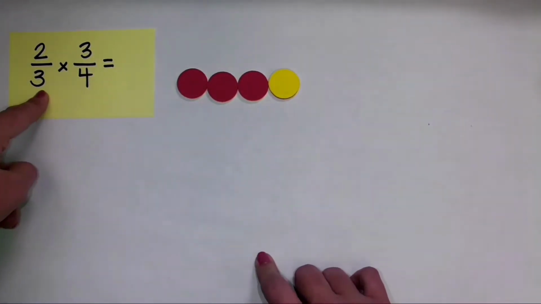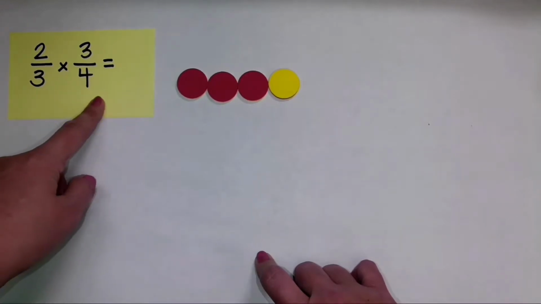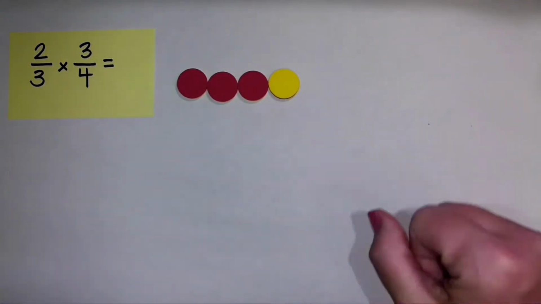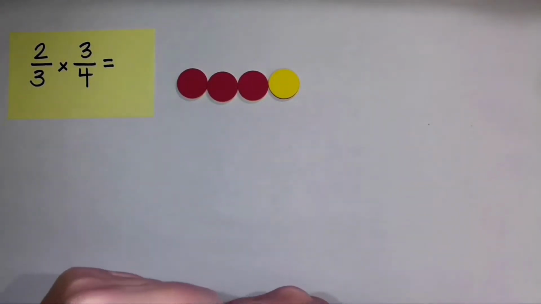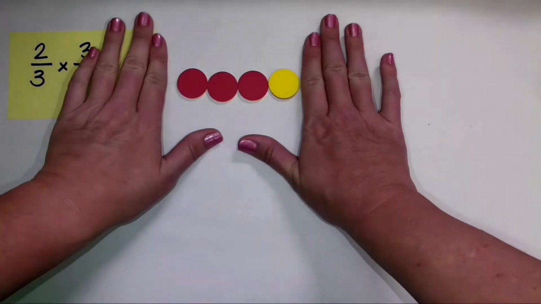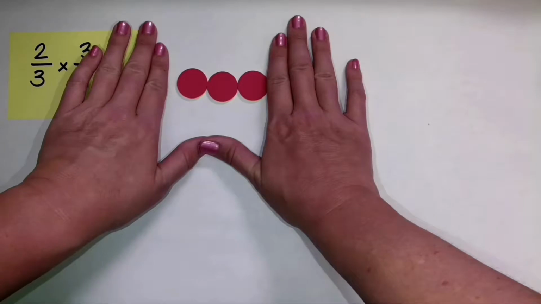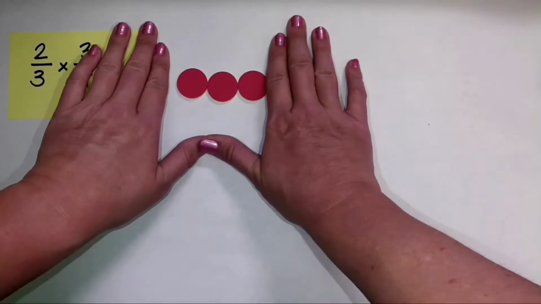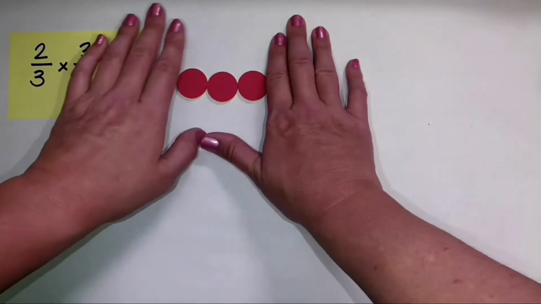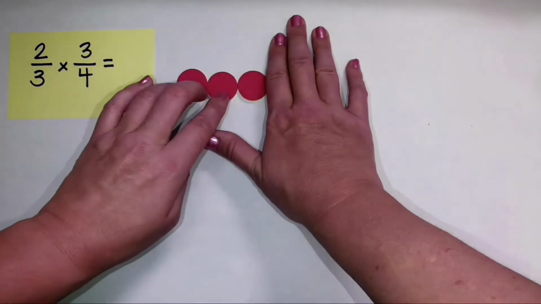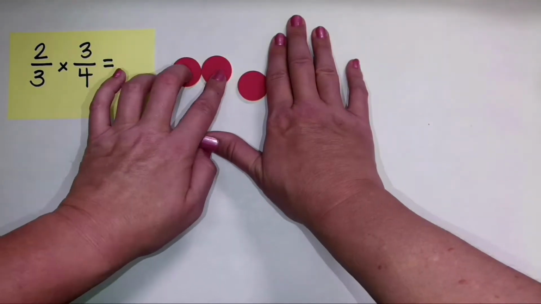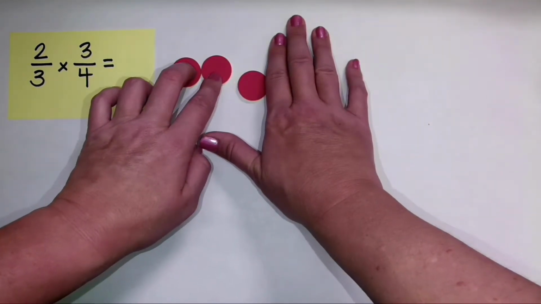Now I need to find 2/3 of 3/4. This is where I like to use my hands a little bit to help students focus in. I'm not taking 2/3 of 4/4. Our job is to find 2/3 of 3/4. And this one's kind of easy. I have 3 counters right here, and 2/3 of those counters would be these two right here. I'll just keep them underneath my fingers.